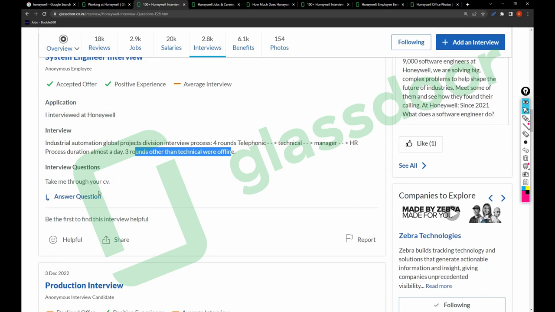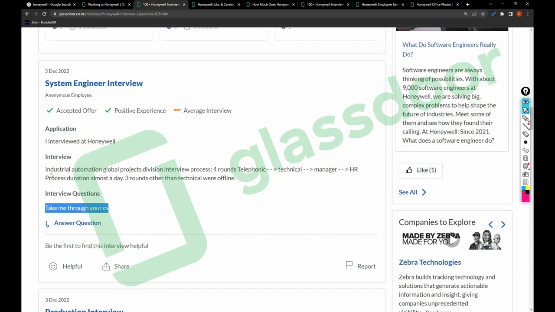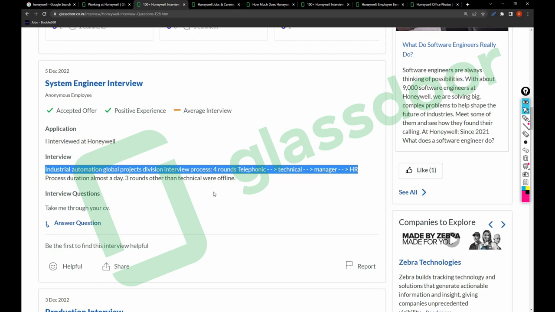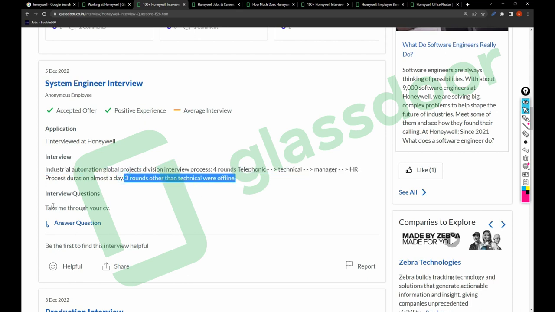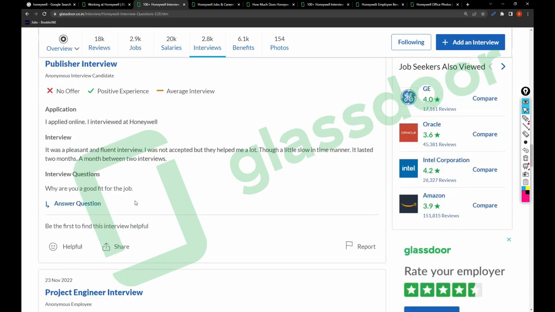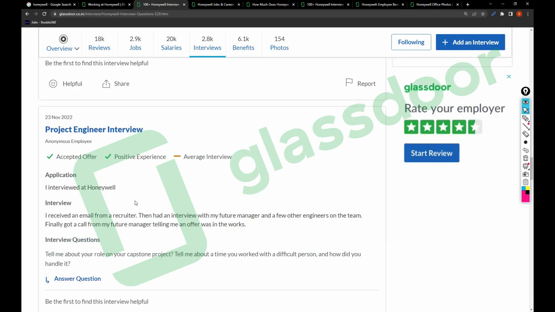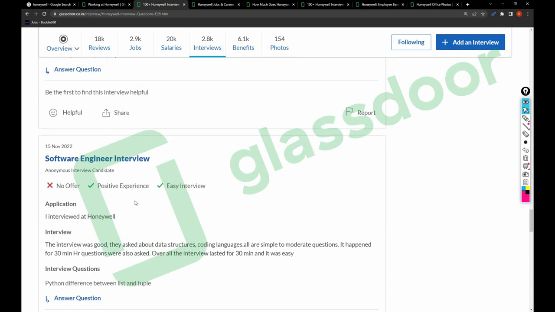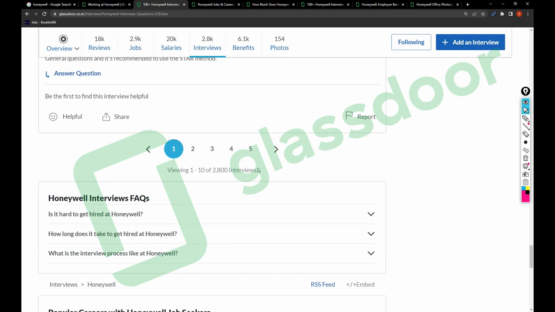So these are the interview rounds, friends. And the interview questions are like, take me through your CV, and they will ask you some other technical questions. If you see the trend, this person has provided the interview rounds and how it went, whether offline or online, and the interview questions, so we got a few more details, right? In this way you can take a look at this interview, and you'll understand most of the things, I would say. Keeping that aside, there are 2800 interviews, friends, so I recommend you take a look at these interview reviews. It will definitely be helpful on what to prepare and what not to prepare when you are giving an interview at Honeywell.